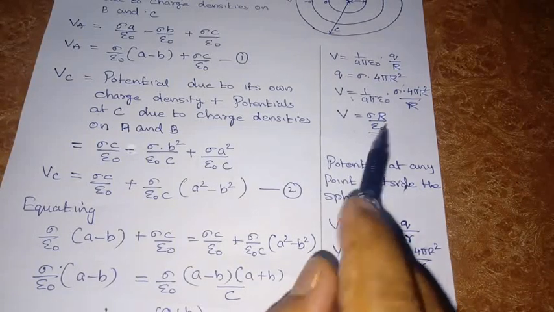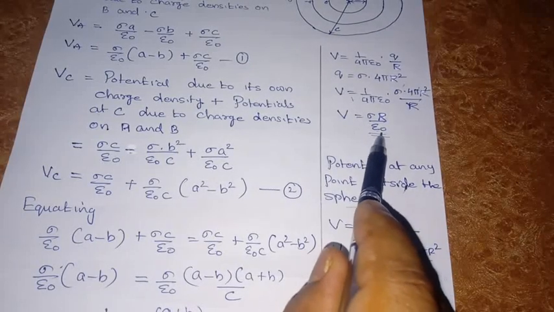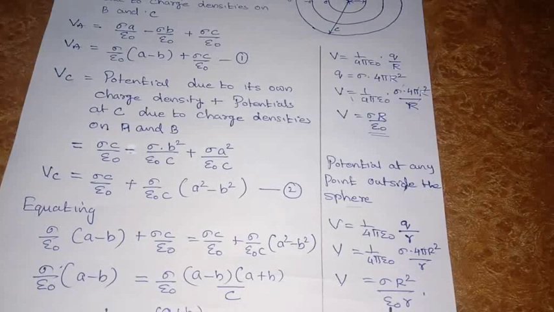So this equation is different from this equation. This equation gives potential at any point on the surface of the sphere. This equation gives potential at any point outside the sphere. What is sigma? Surface charge density on the surface of the sphere. What is capital R? Radius of the sphere. And what is small r? Distance of the point under consideration from the center of the sphere.